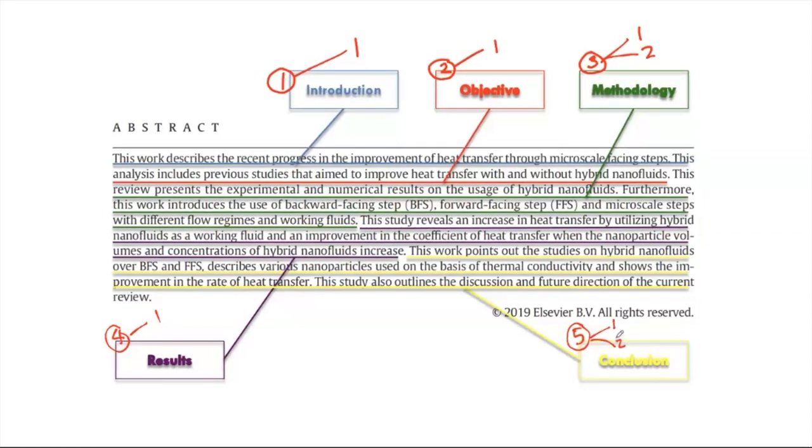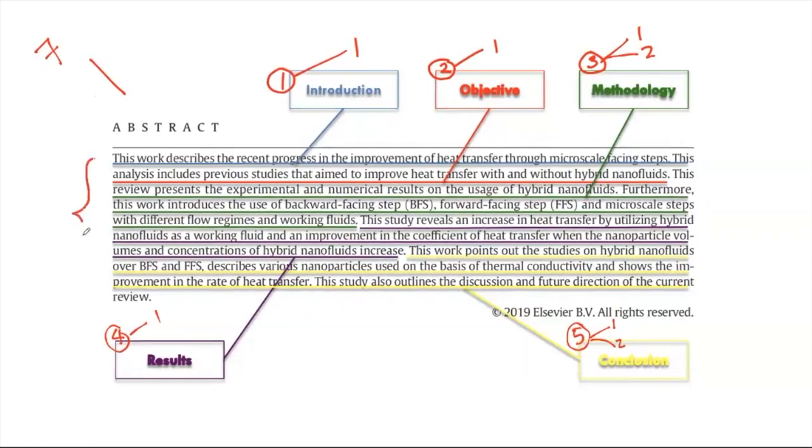Altogether, we have five elements, but we end up having 1, 2, 3, 4, 5, 6, 7. This particular abstract has 7 sentences, right? So in the previous article, it has 6 sentences. But more importantly, the elements of the abstract are fulfilled, right?